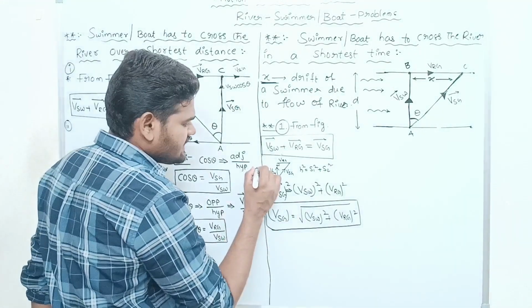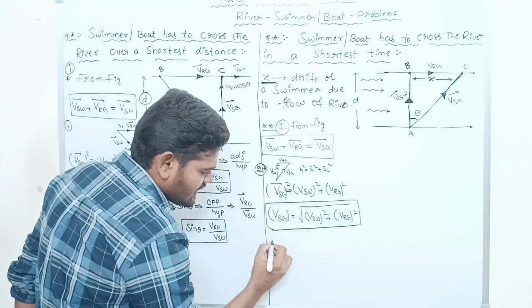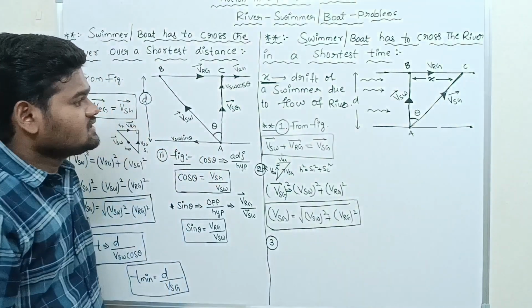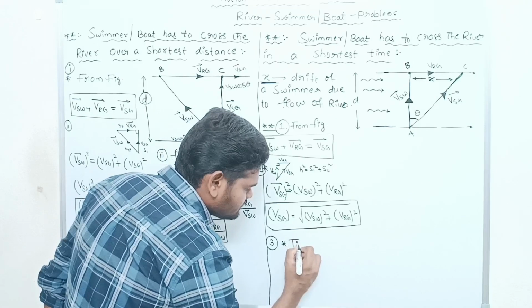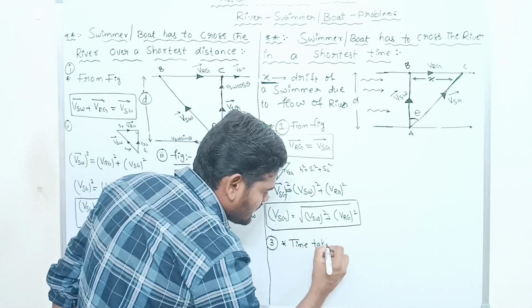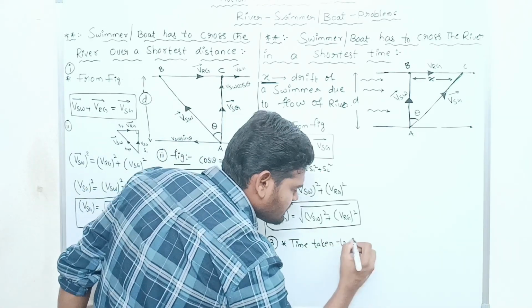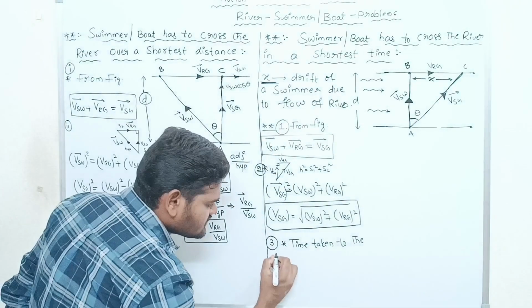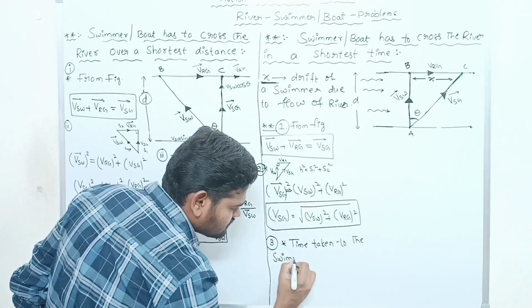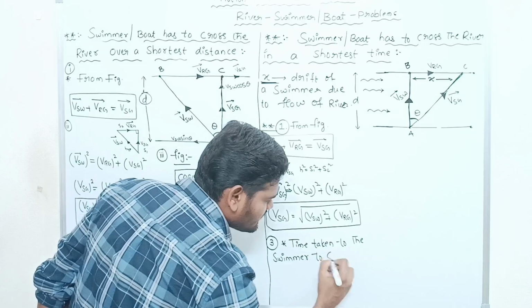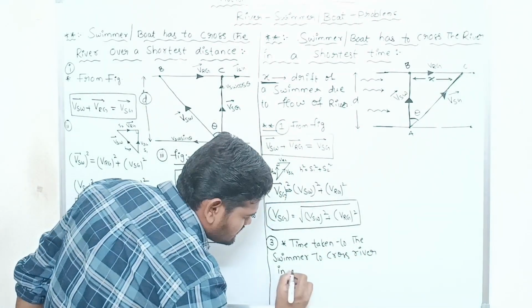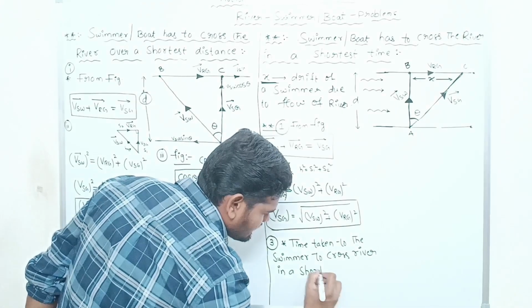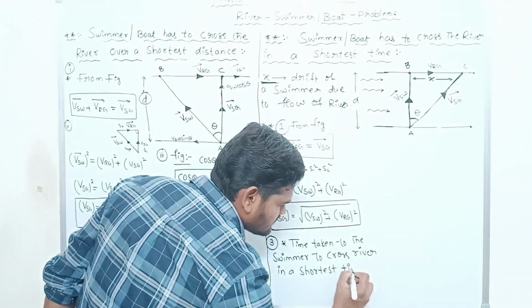Right. So this is the second one. First one, second one. Have a look, the third one. So what is the third one? Time taken. I'm going to find the time taken to the swimmer to cross the river in the shortest time.